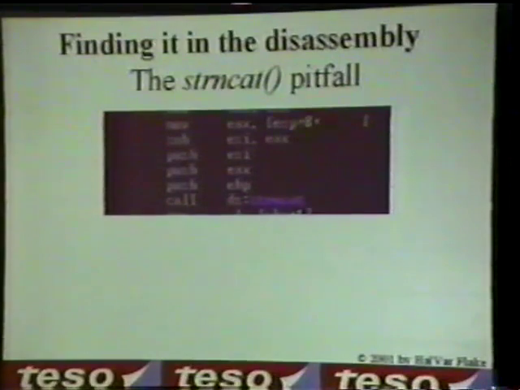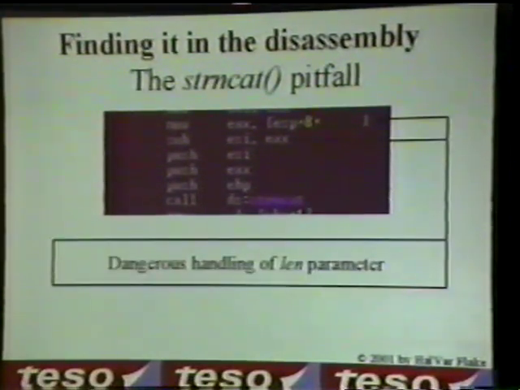Then we have an strncat here, which subtracts something from the max length parameter before calling strncat. So if you have an strncat which subtracts something from your max length parameter, you should probably be looking into that as well, because perhaps you can push the max length into the negative at some point.